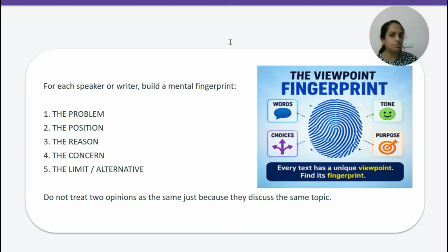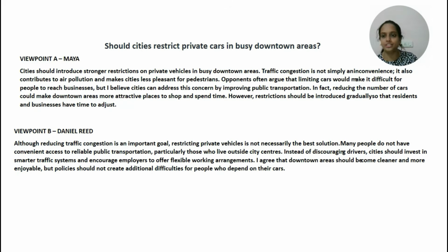So when you read each viewpoint, don't just ask, do they agree or disagree? You have to ask, what is their reason? Because the reason often identifies the owner. Okay? Now, let's do an example here. So this one, the topic is about: should cities restrict private cars in busy downtown areas? So we have two viewpoints. I want you to listen carefully, not like a student reading a passage. I want you to imagine you are listening to two people arguing over coffee.